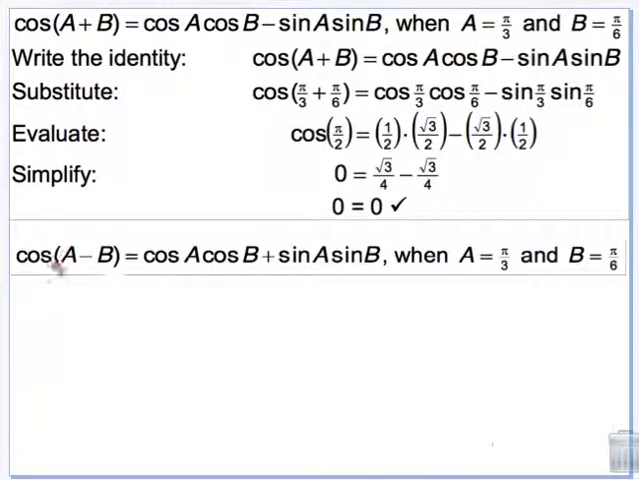This one is on your worksheet. You have the difference identity for cosine. So you have cosine A minus B, and in this case, we're using the same angles for A and B, pi over 3 and pi over 6. Okay, so on the left side of the equation, we plug everything in.